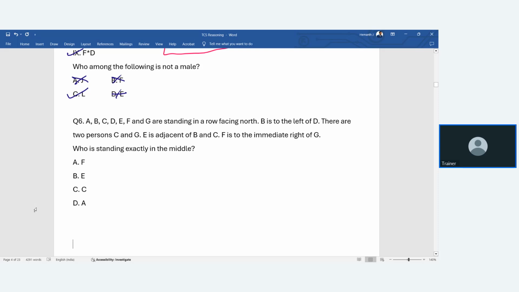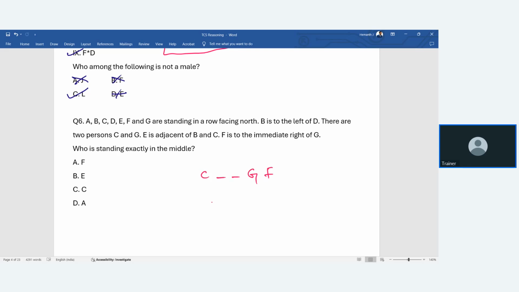Seven people facing north. Yes, I agree, more questions related to seating arrangements: blood relation, seating arrangements, data sufficiency, syllogism. Now here we have 7 people facing north. You can have a look. B is to the left of D. It can be third left or first left or immediate left. That I cannot say. There are 2 persons between C and G. F is to the immediate right of G.